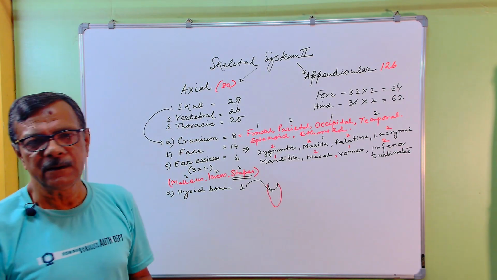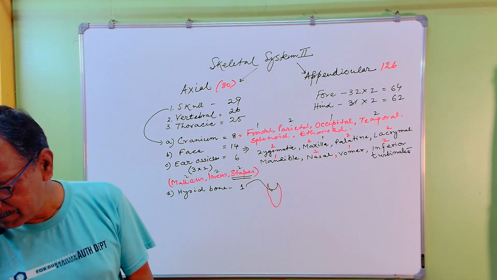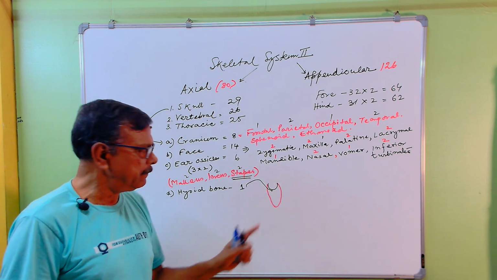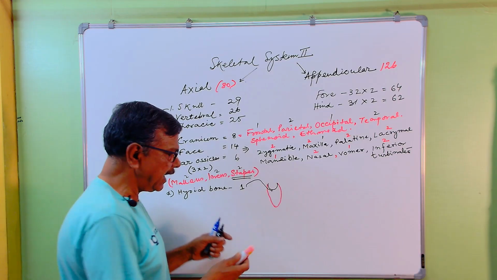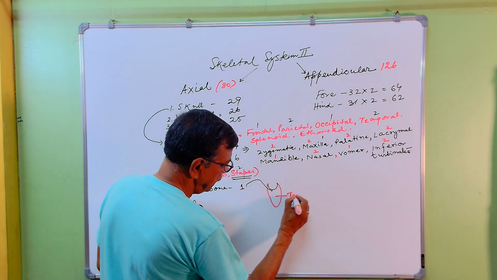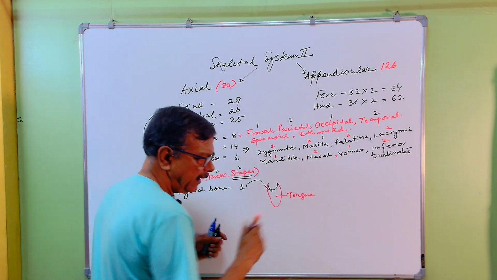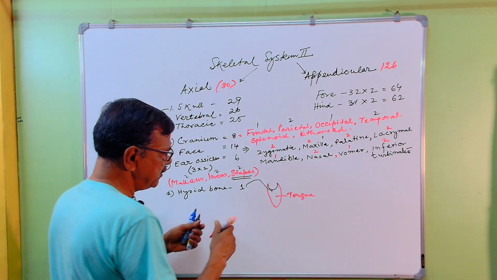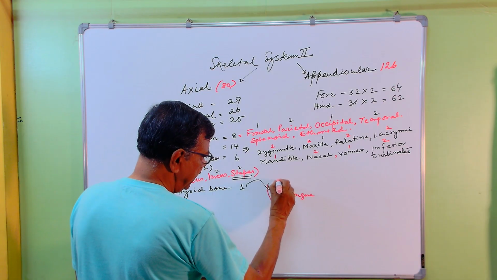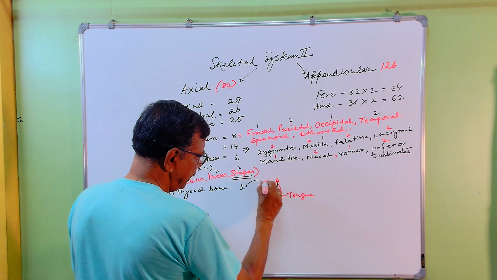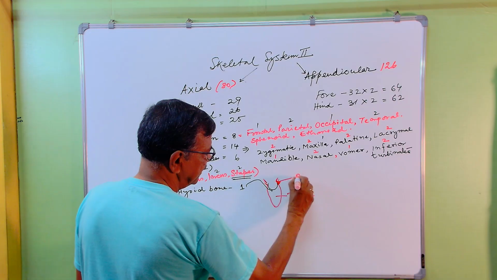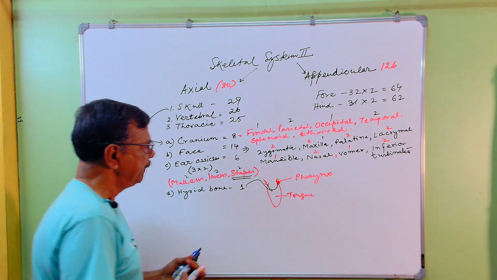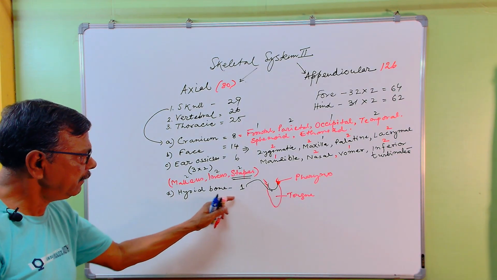This bone is known as the hyoid bone. It is single in number. It remains joined with the tongue, and it also remains joined with the pharynx. So it is joined with the tongue and here the pharynx.